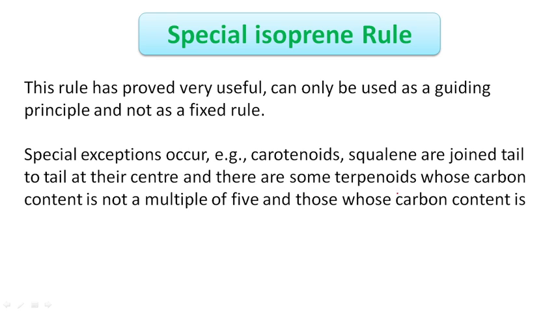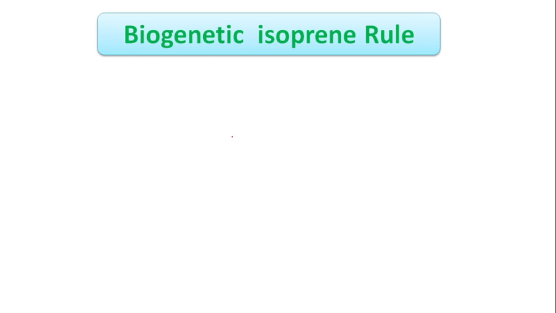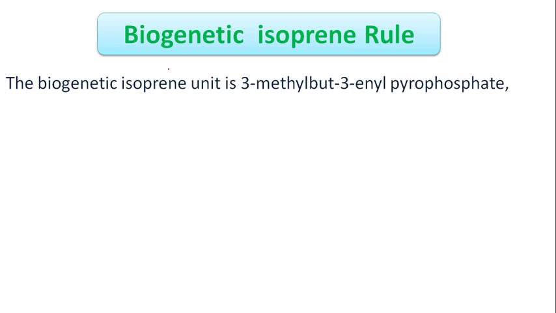So one more exception is that some terpenoids may not have a multiple of 5 carbons and cannot be divided into isoprene units. So these two are the exceptions of the special isoprene rule. One more isoprene rule is there. It is the biogenetic isoprene rule.